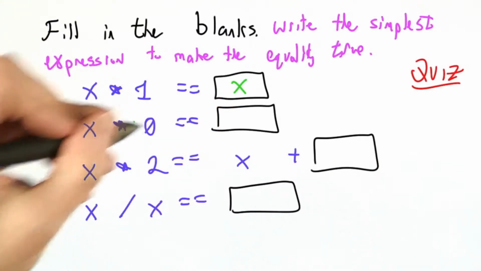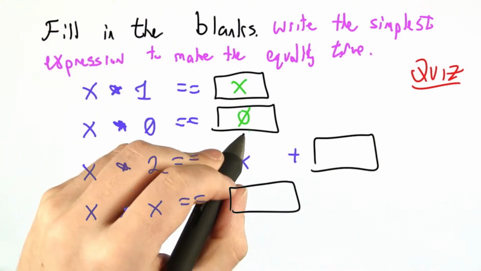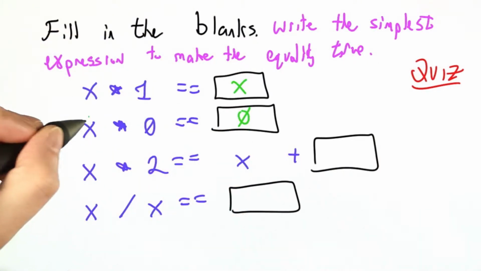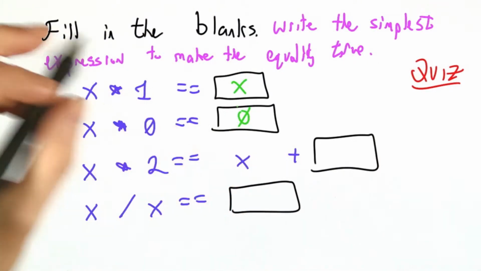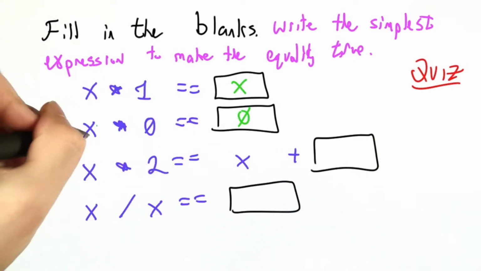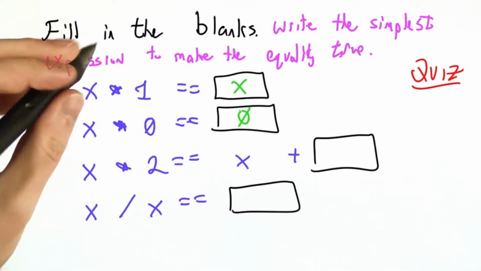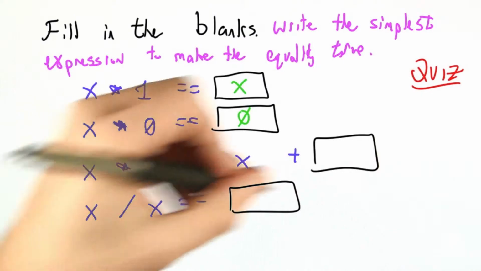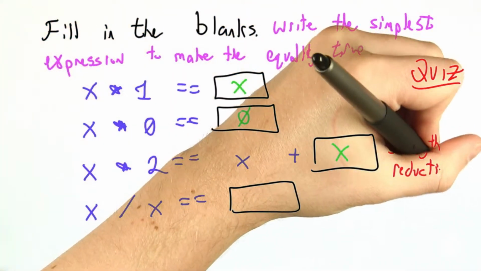Excellent. X times 0 is always equal to 0. This is one of those mathematical identities. 55 times 0 is 0. Negative 1 times 0 is 0. 0 times 0 is 0. It always works out. X times 2 can be rewritten as x plus x.